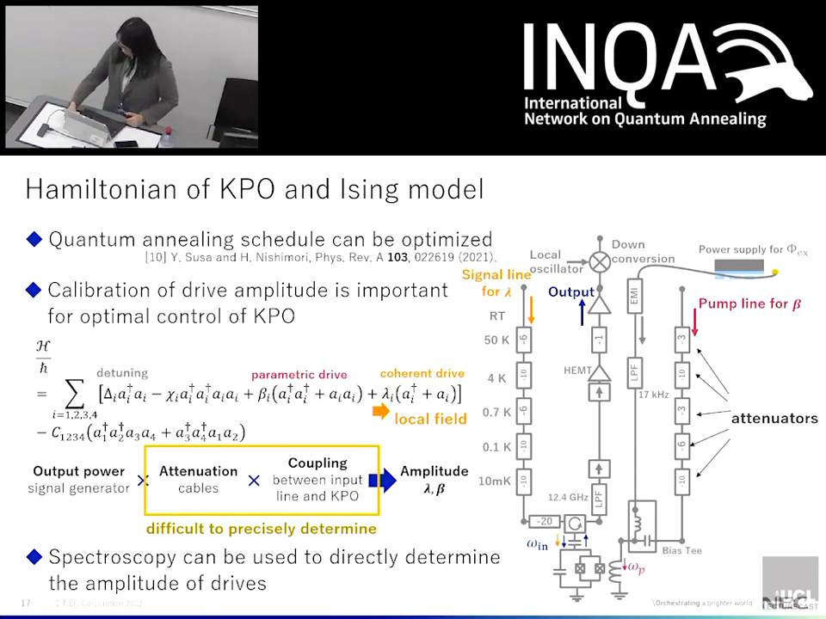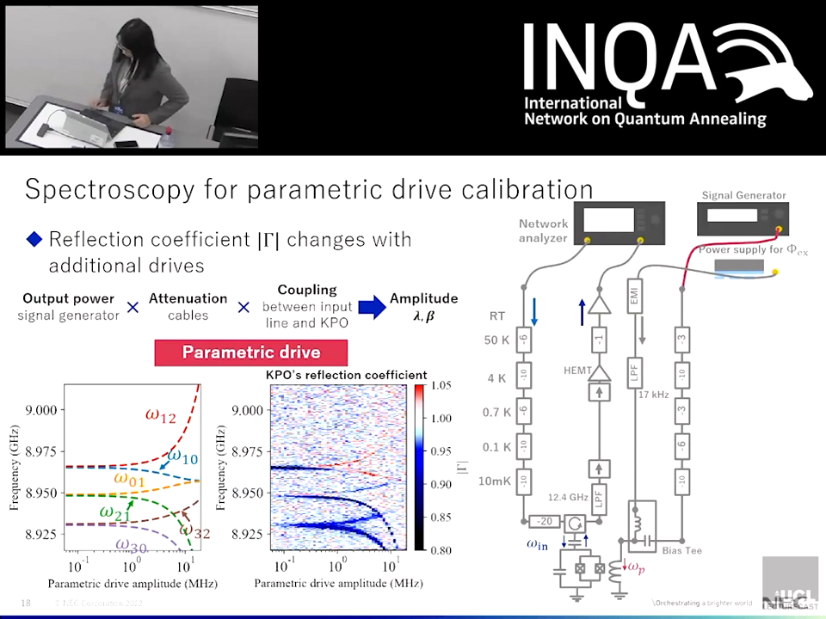So to determine the signal amplitude at the sample, attenuation and coupling should be determined precisely. If we can determine the amplitude directly, it is the most straightforward method, and spectroscopy allows this. In this method, we measure the reflection coefficient while inducing an additional drive to the KPO. When the amplitude of the drive is increased, the transition frequency changes.